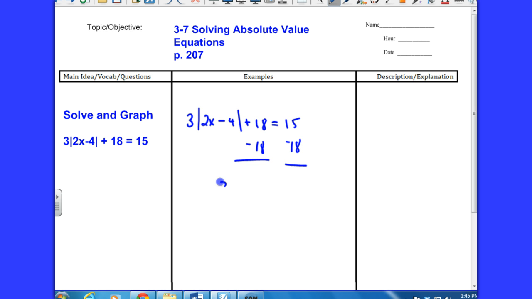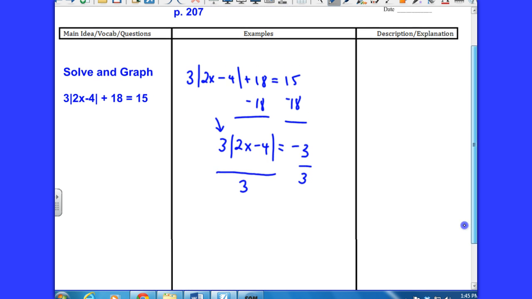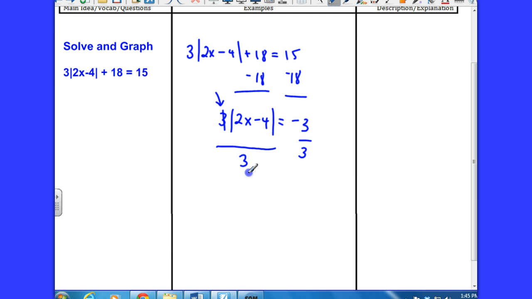And we simplify there. 2x minus 4 is equal to negative 3. Now you might be wondering about that right there, but we can't make any conclusive decisions until we've completely gotten rid of everything outside of the absolute value bar. So I'm going to now divide this by 3 and see what happens. Divide that by 3, your 3 cancels out there, and you're left with the absolute value of 2x minus 4 is equal to negative 1.